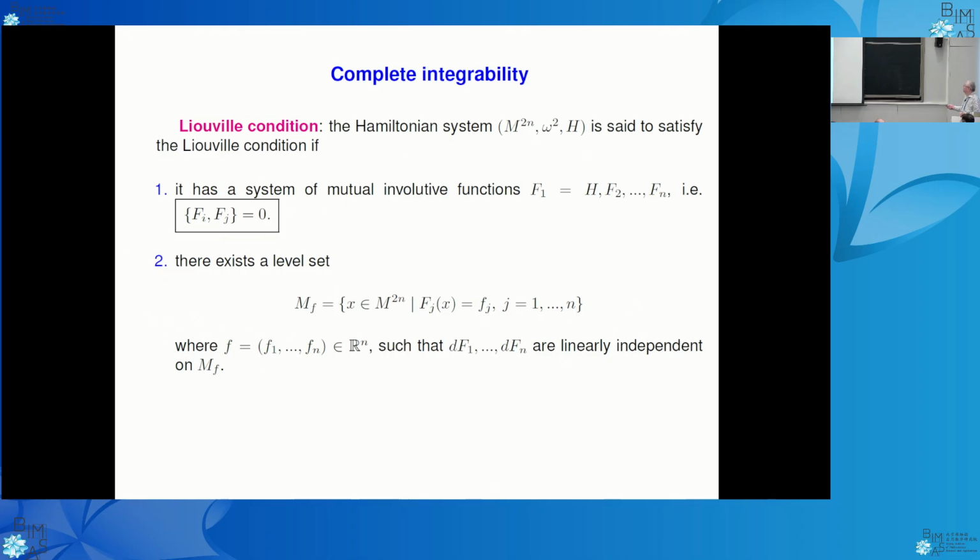There are two conditions called the Liouville condition. First, you have a system of mutually involutive functions, which means those functions are in involution with respect to the Poisson bracket. In other words, all the Poisson brackets are 0. The second condition is that you have these n functions, and the level sets are given if and only if those functions are linearly independent on this level set. So basically, this level set will form a manifold.